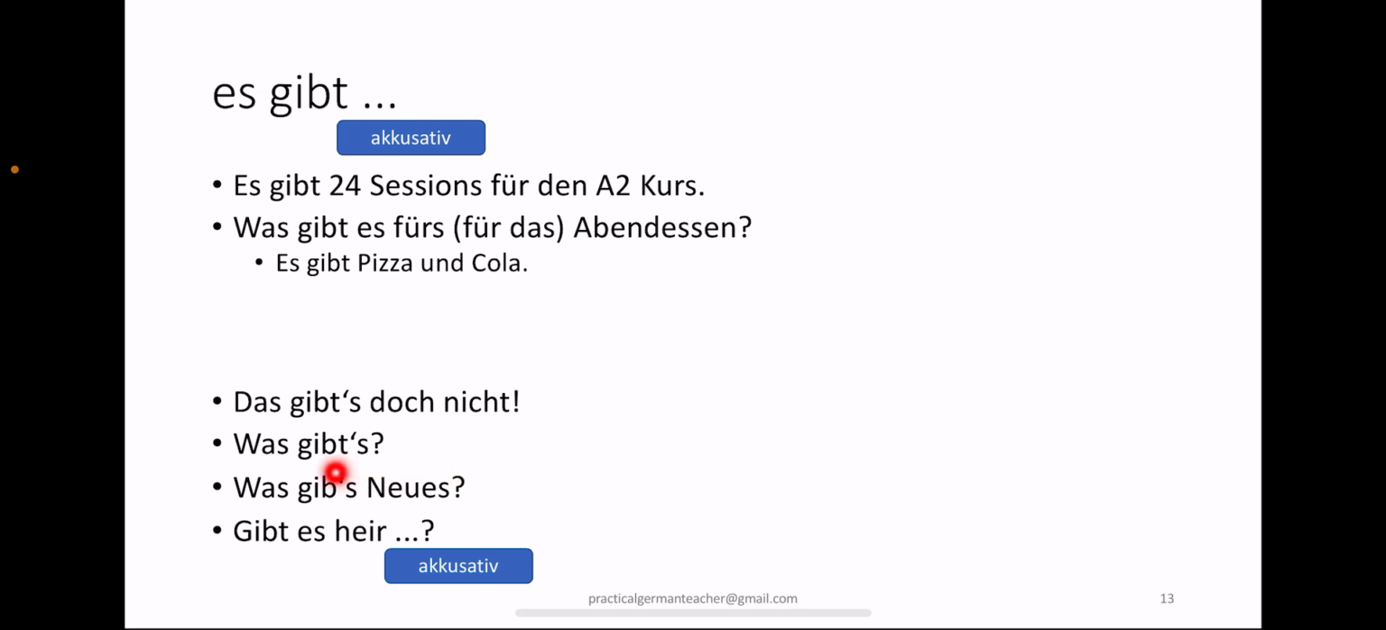Then quite often also people who are close to you will ask was gibt's instead of saying wie geht es dir or alles klar.